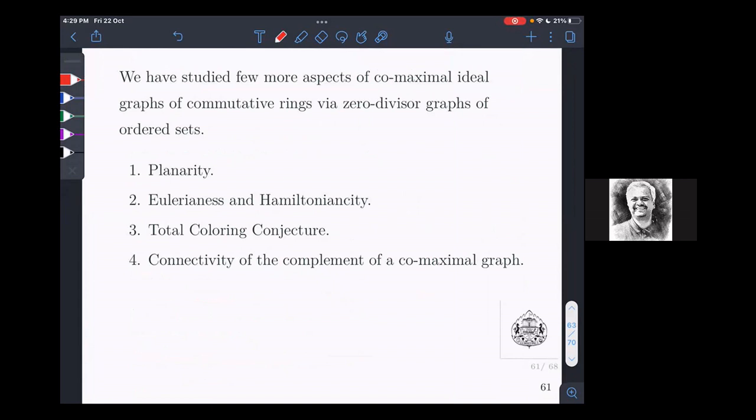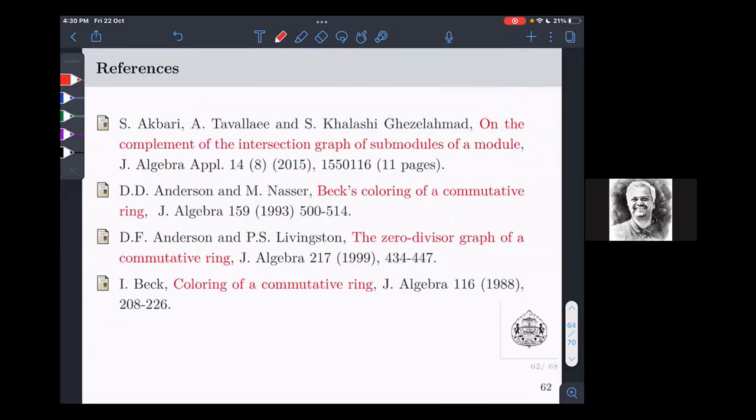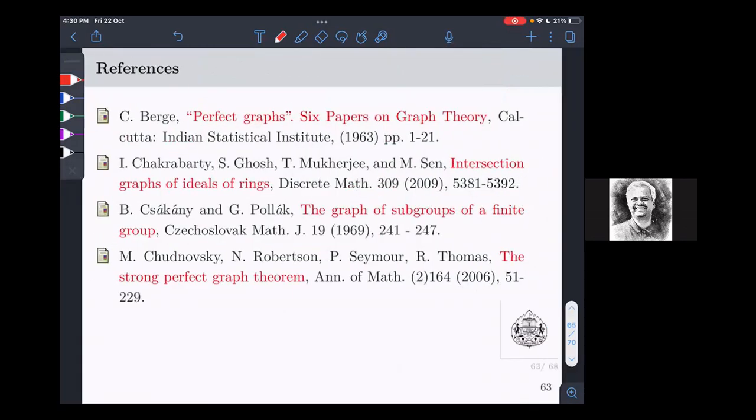That is, planarity is done, Eulerian Hamiltonicity is done, total coloring conjecture is considered, connectivity of the complement of co-maximal graphs. So a lot of things we could settle down using the zero divisor graphs of ordered sets. So this is the recent work which we have. These are some references which we are using.